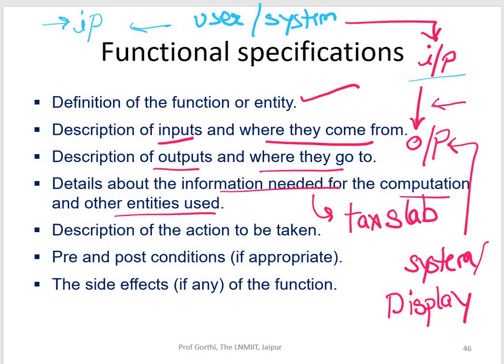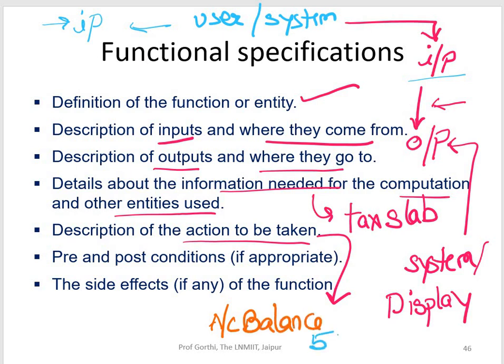Right, then only I'll be able to judge the actual tax to be paid by the end customer. Description about the action to be taken. When a particular event should be triggered, what kind of action should be taken. For example, suppose I have a facility that my account balance should not go below 5,000.